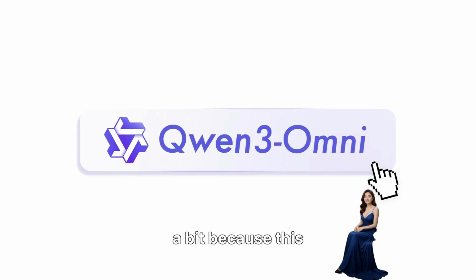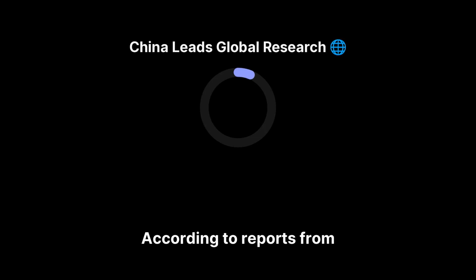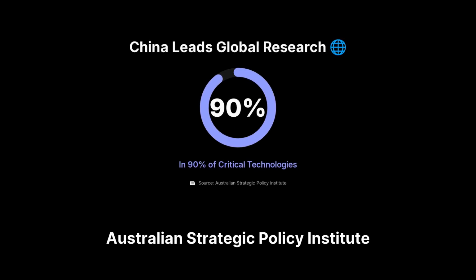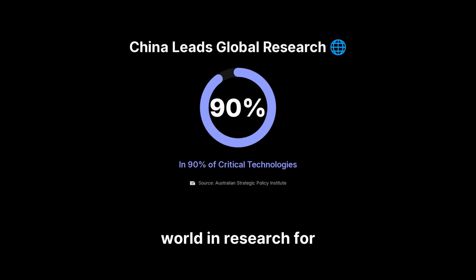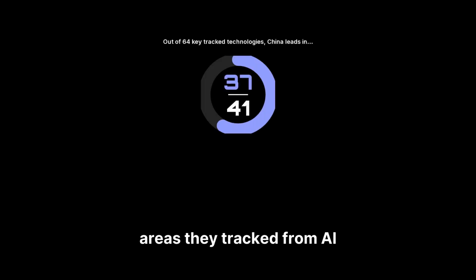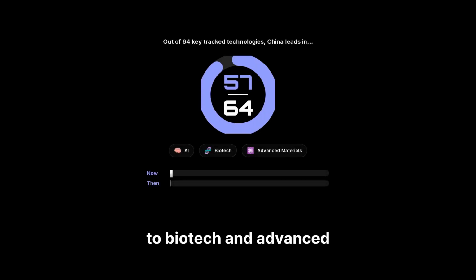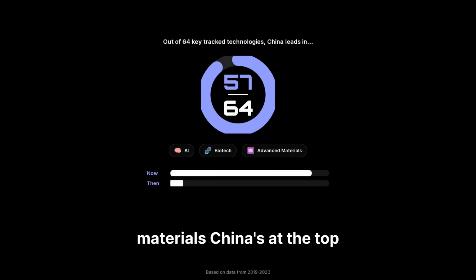Now let's zoom out a bit because this launch isn't happening in a vacuum. China's been on a tear when it comes to tech innovation, and Qwen3-Omni is just one piece of that puzzle. According to reports from think tanks like the Australian Strategic Policy Institute, China now leads the world in research for about 90% of critical technologies. Out of 64 key areas they tracked, from AI to biotech and advanced materials, China's at the top in 57 of them based on recent data from 2019 to 2023. That's a massive flip from 2 decades ago when they were leading in just a handful.